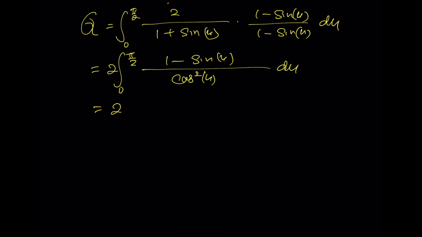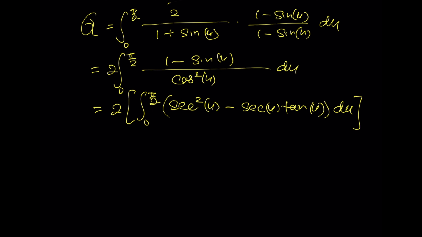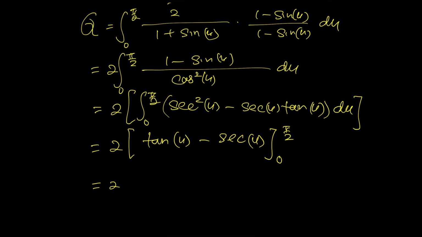We can split the integral into two parts, both with the same constant 2 and the same integration bound. Part number 1 is secant square u, minus part number 2, which is secant u tangent u. This is good news because both are integrable. Integral of secant square u becomes tangent u, while integral of secant u tangent u becomes secant u. We need to be careful not to put pi divided by 2 into secant u because it becomes infinity.